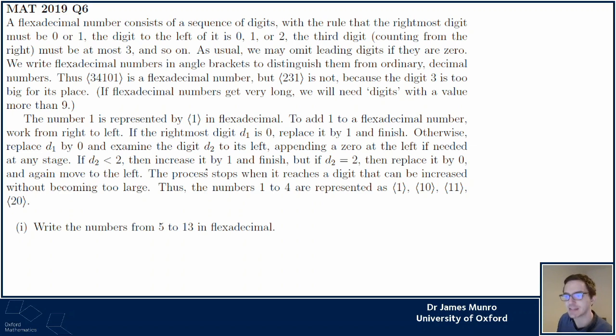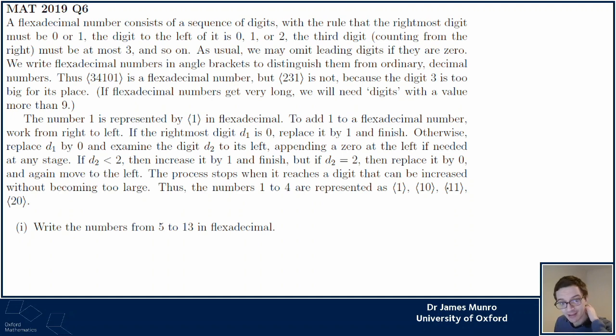So this is acceptable. Okay, here's how you add 1 in flexadecimal, and this is going to set out what order the flexadecimal numbers go in. To add 1 to a flexadecimal number, if there's a 0 on the end, you just increase that to 1. Those are both the allowed digits in that place. But if it's already a 1, which it might be, then replace it by 0. This is like carrying over. Replace it by 0 and move to the left and add 1.